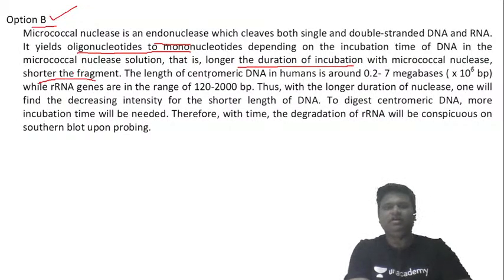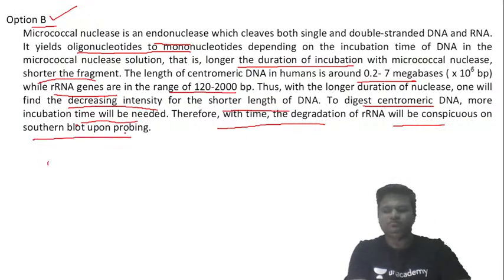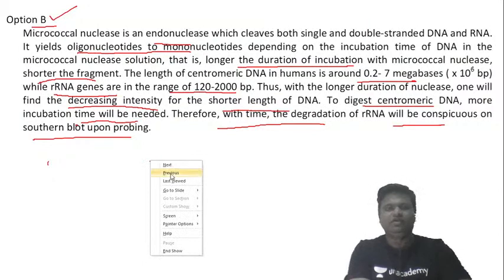So the length of centromeric DNA in humans is around 0.2 to 7 megabases, while rRNA genes are in the range of 120 to 2000 base pairs. Thus, with the longer duration of the nuclease, one will find decreasing intensity for shorter length of DNA. To digest centromeric DNA, more incubation time will be needed. Therefore, with time, the degradation of rRNA will be conspicuous on southern blot upon probing. So this is the explanation.